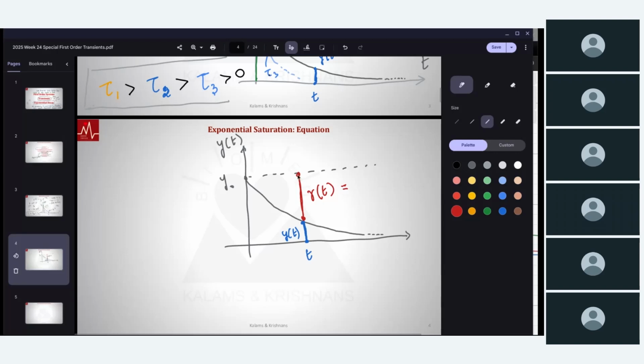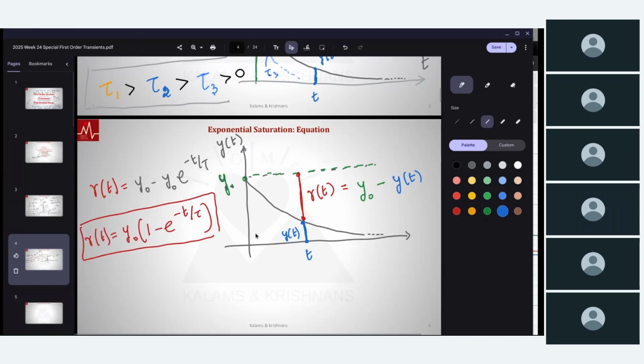R of t, what kind of function is r of t? Notice this is just y of t subtracted from the total height. Total height is a constant, y naught, the initial value. So r of t equals y naught minus y of t. Y of t is y naught e power minus t by tau. Your r of t happens to be y naught into 1 minus e power minus t by tau.